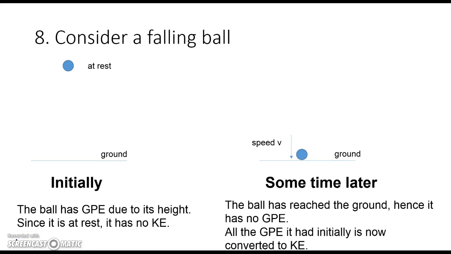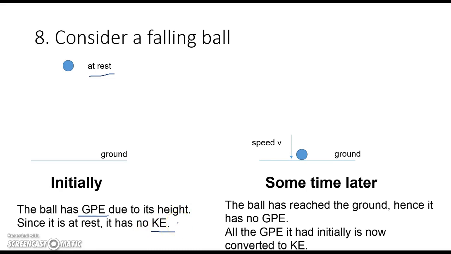Initially, a ball is at rest at a height above the ground, as you can see here. Now because of its height, the ball has gravitational potential energy, and since it is at rest, it has no kinetic energy. In other words, it's stationary at a height above the ground, so it will have gravitational potential energy, but it has no kinetic energy because it is stationary.